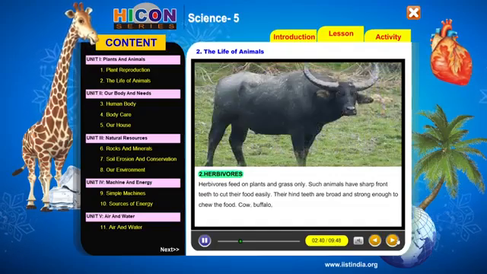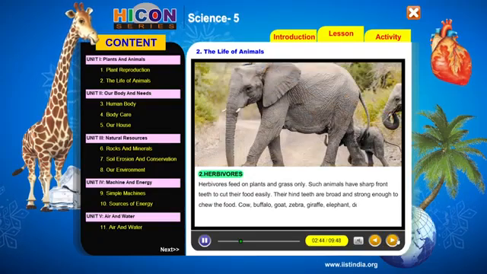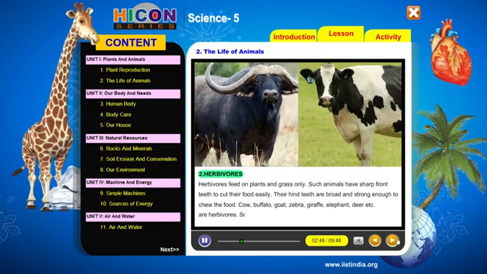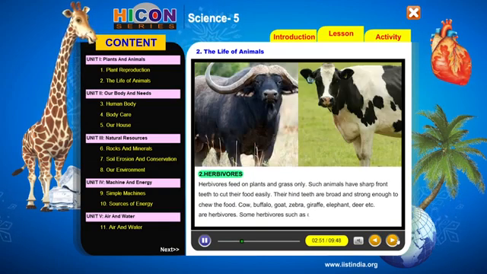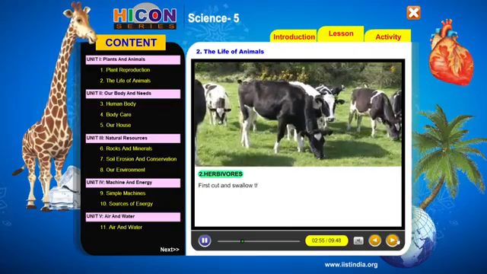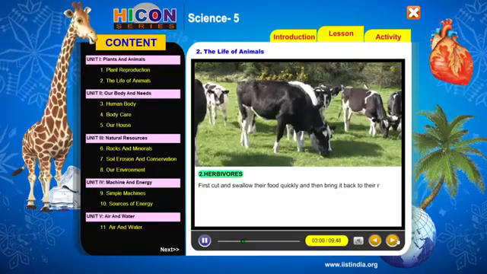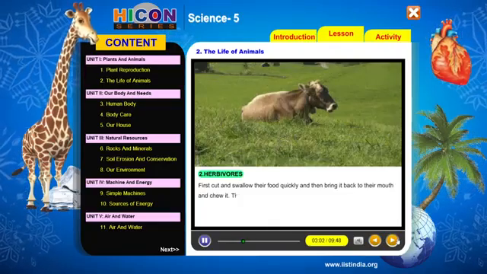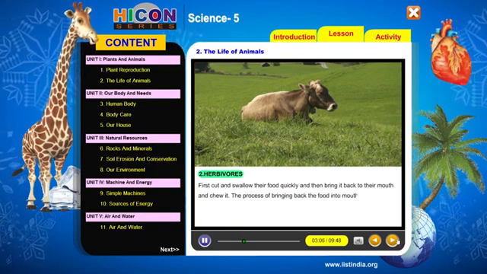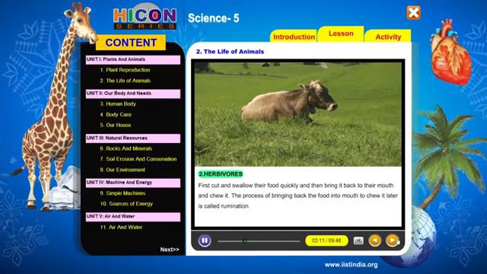Cow, buffalo, goat, zebra, giraffe, elephant, deer, etc. are herbivorous. Some herbivores, such as cow, buffalo, etc., first cut and swallow their food quickly and then bring it back to their mouth and chew it. The process of bringing back the food into mouth to chew it later is called rumination.